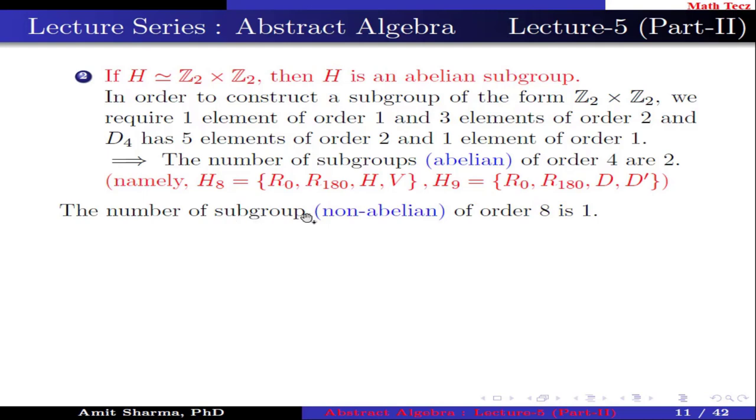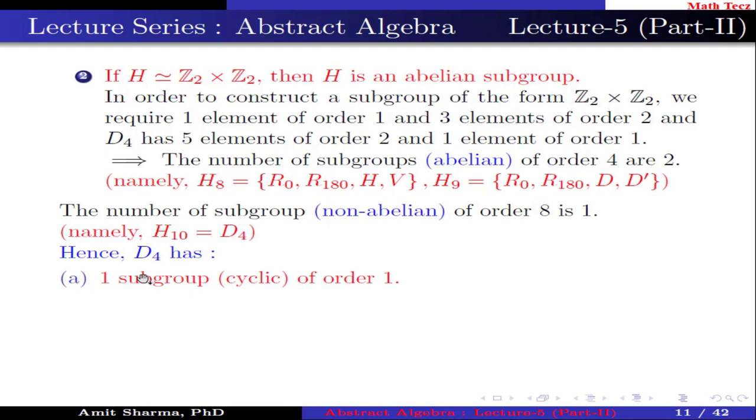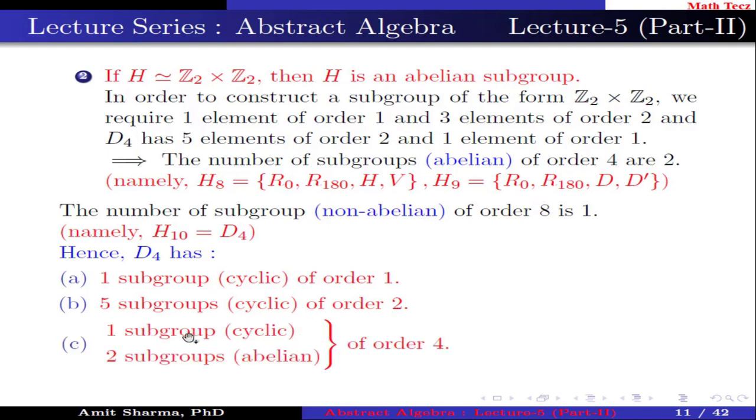The number of subgroups of order 8 which is non-abelian is 1, and the subgroup is H10, which is equal to D4. Hence D4 has one cyclic subgroup of order 1, 5 cyclic subgroups of order 2, one cyclic subgroup of order 4, two abelian subgroups of order 4, and one non-abelian subgroup of order 8.